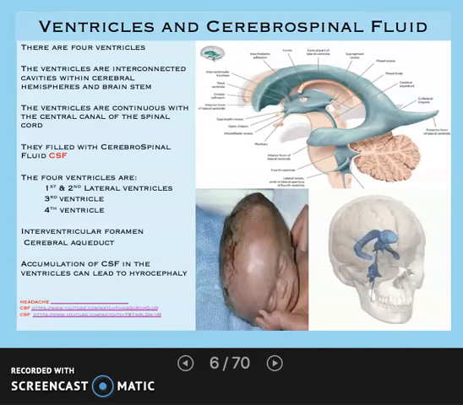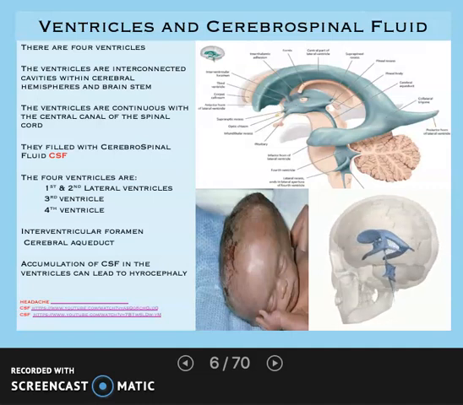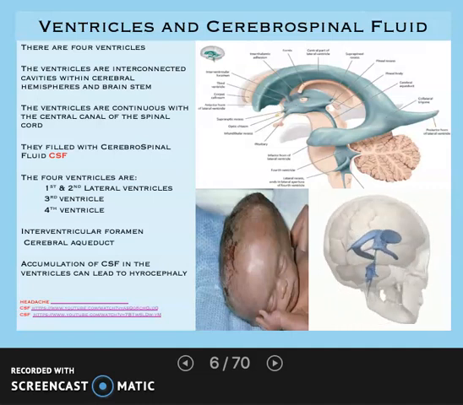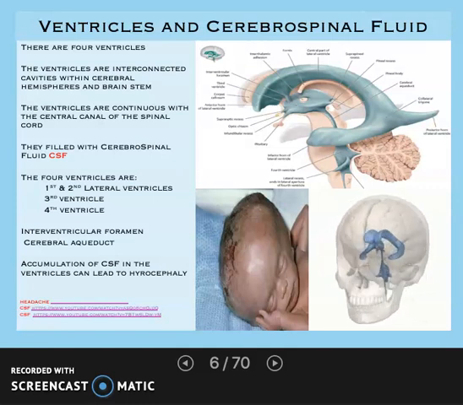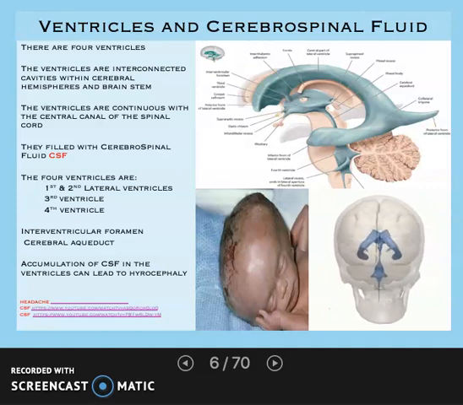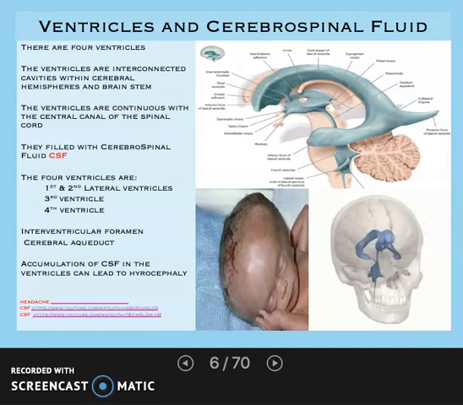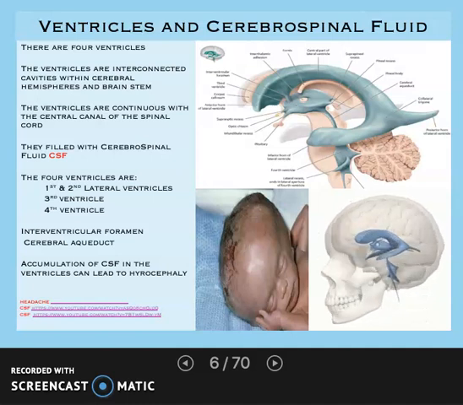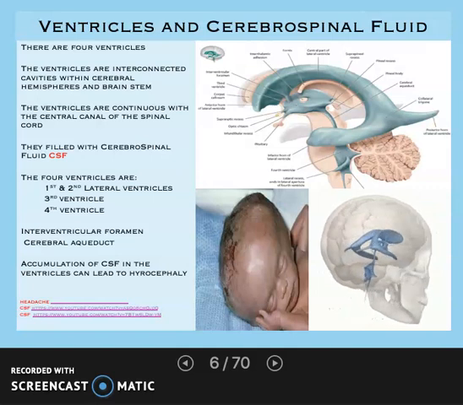You have 4 ventricles. There's 2 lateral ventricles, and then there's a third and fourth ventricle as we extend down the brainstem. And the fourth ventricle is connected to the other three through a structure called the cerebral aqueduct. And the common source of hydrocephaly in an infant will be a blockage in the cerebral aqueduct. And of course, CSF will build up, and that'll cause swelling in the brain.